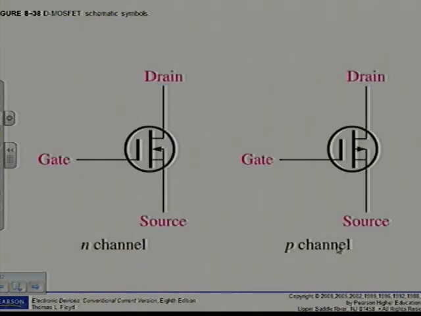Alright, here are the symbols for the D MOSFET. In the case of the N channel, the arrow shows inwards, and here we have a solid line. It's not like the E MOSFET where it was broken, because in the E MOSFET we must induce the channel. In the case of the D MOSFET, there exists a channel between the drain and the source. In the case of the P channel, the arrow shows outwards.